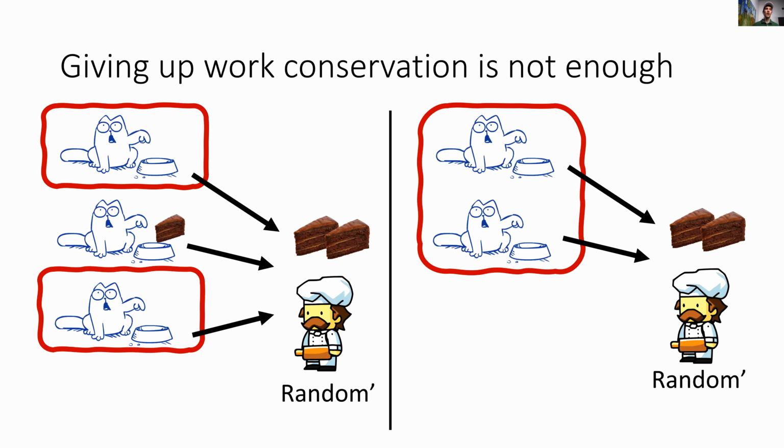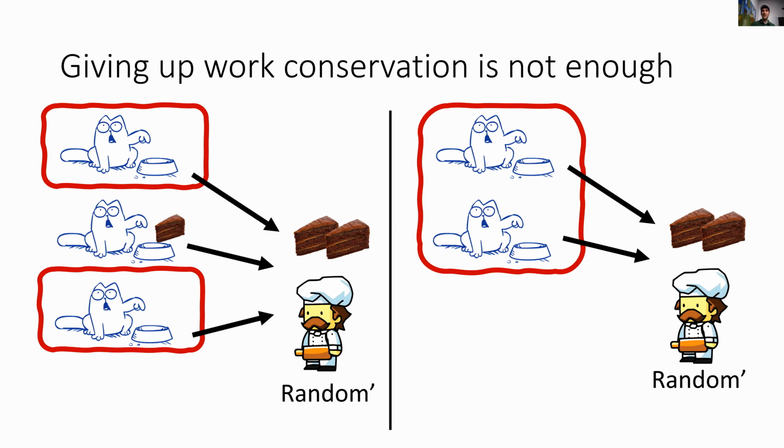But actually, it turns out that giving up work conservation is a necessary condition, but it is not sufficient. So here we have a variant of random. I'm going to call this random prime. The way this allocator works is it picks a random number of resources to allocate, either 0, 1, or 2, because those are the possible options that we have. And once it's chosen that number, it allocates that number of resources uniformly among the processes.